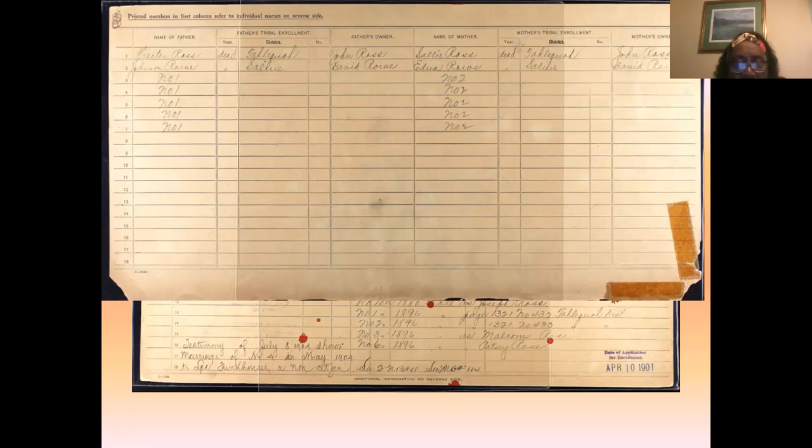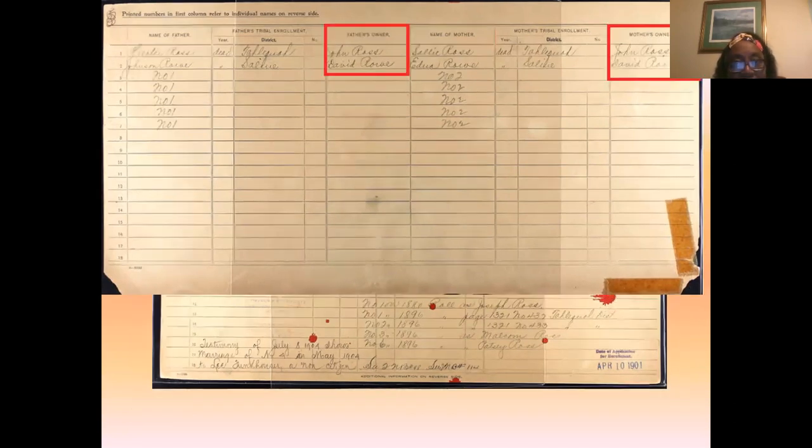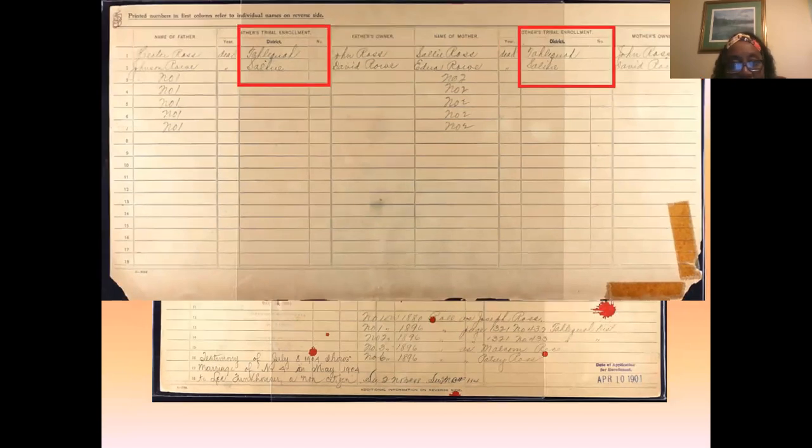Johnson Rowe was her father. Edna Rowe was her mother. They had been enslaved by David Rowe in the Saline district in the Cherokee Nation. So again, you find other information. And so you want to, of course, look at that in particular. The parents, the slaveholder of the parents, tribal enrollment of the parents.